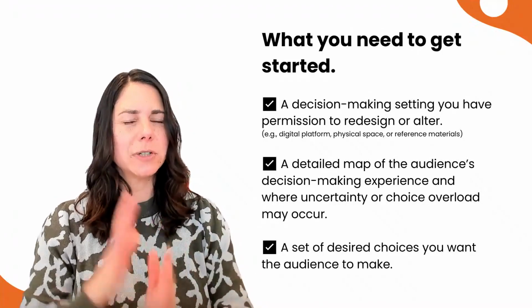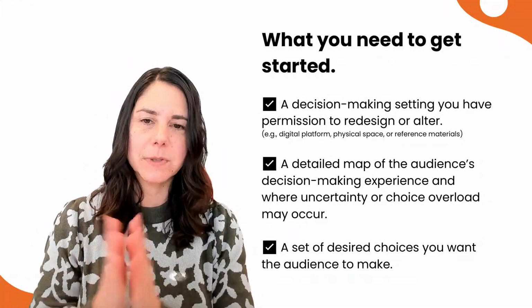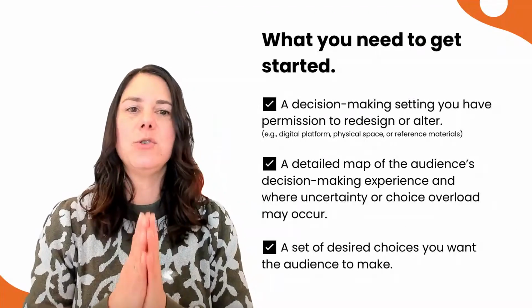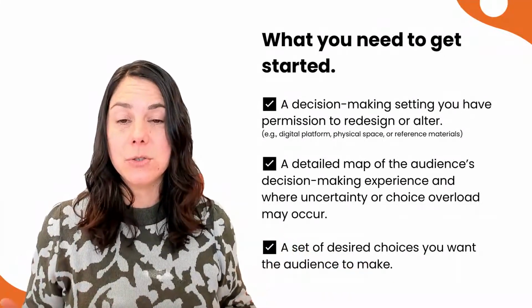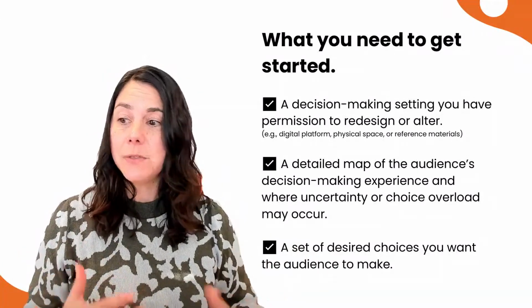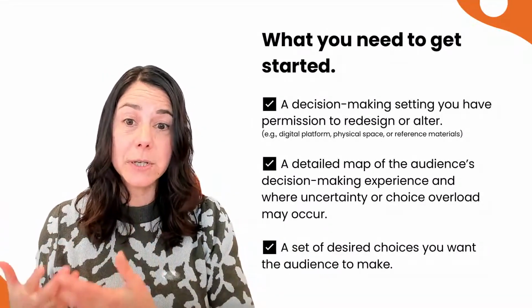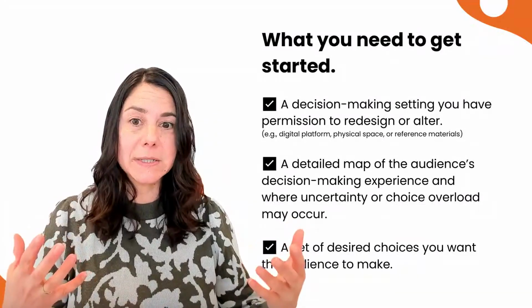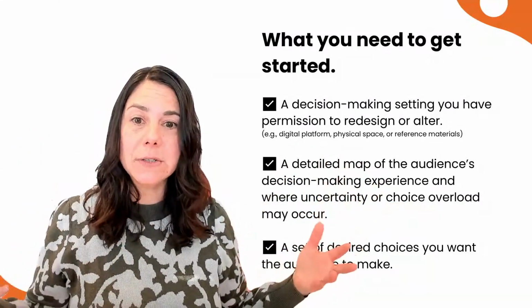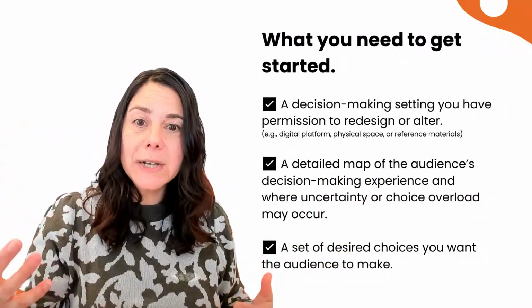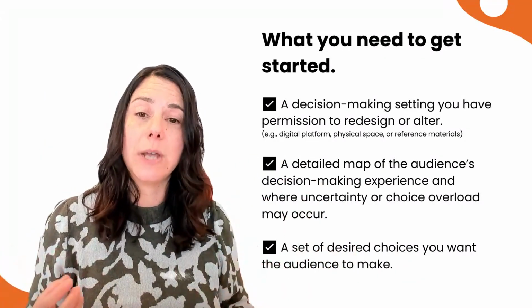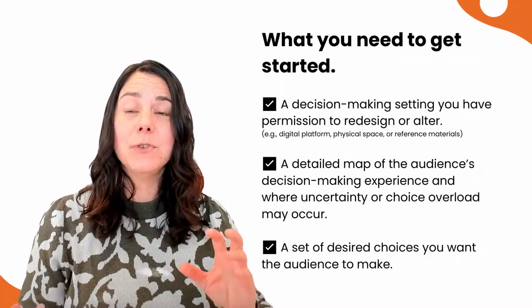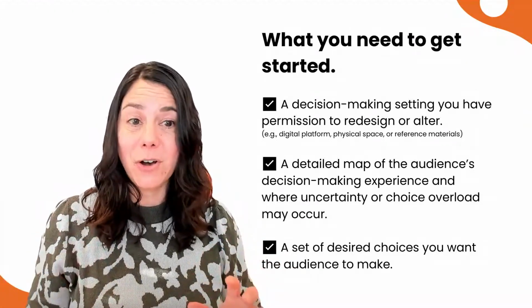So here's what you need to get started. Some of this I covered a little bit before in terms of good fit, but you want to make sure that you have access to a decision-making setting that you have permission to either redesign or alter. This could be something digital like a website or an app. It could be a physical space. So it's maybe a space that people are coming into, or if you're doing a booth at an event or hosting an event, all of those things are spaces that you now control and can redesign to fit the needs of your goal and your audience.